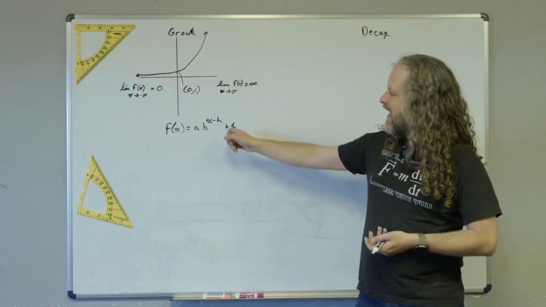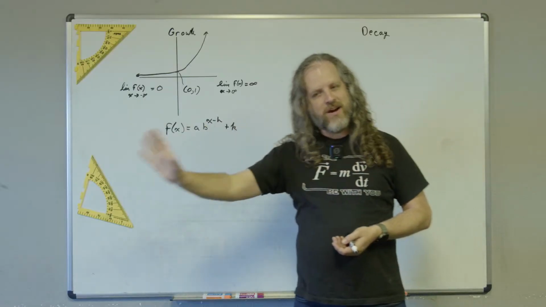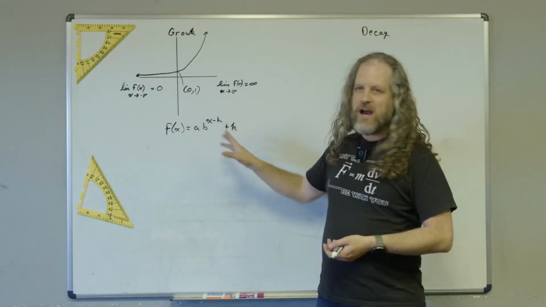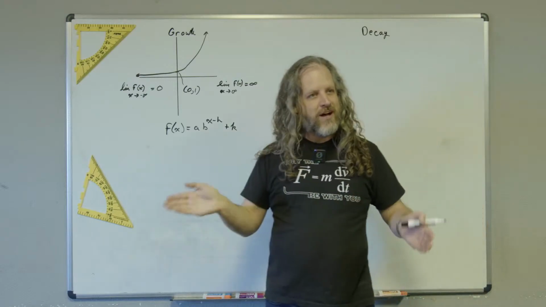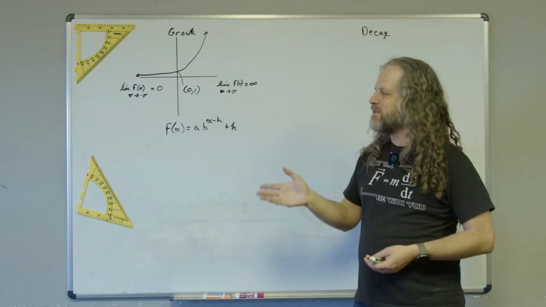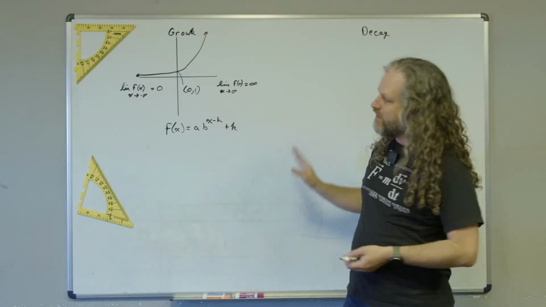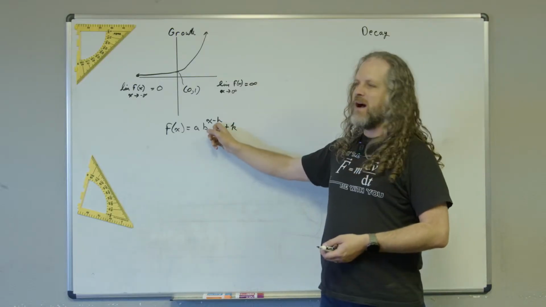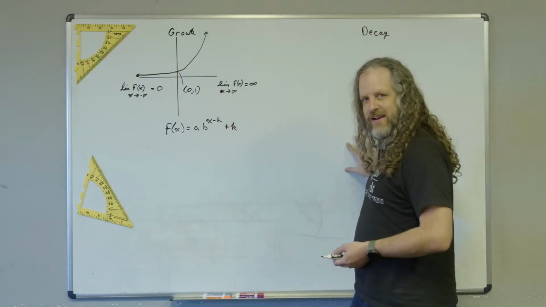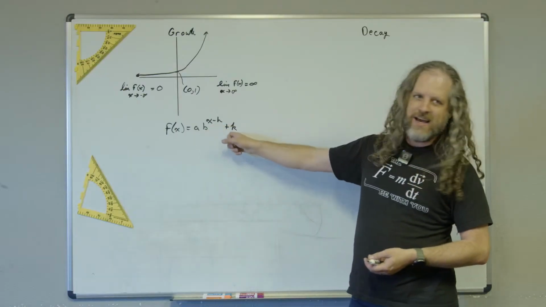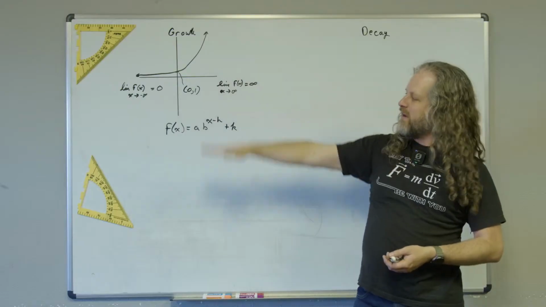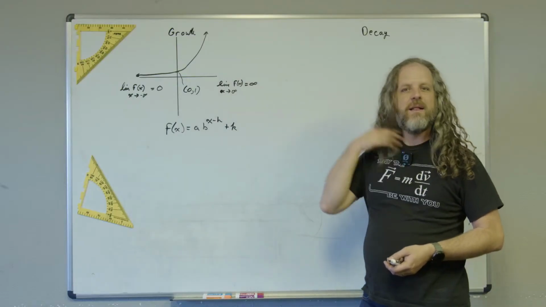Right? H, horizontal translation, works the opposite of what you'd expect. Horizontal works opposite, inside opposite. If this is a +3, it moves to the left. If this is a -4, it moves to the right. If it's on the outside and it's a K, it moves up and down. It's vertical translation. That moves how you'd expect.